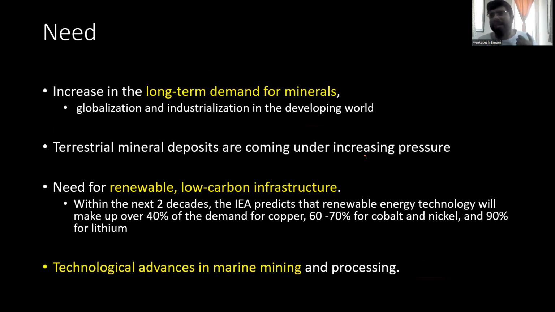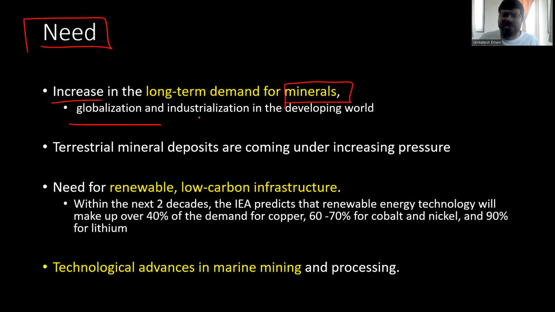Now, why is there a demand for deep sea mining? What is the need for it? First, obviously there is an increase in the long-term demand for minerals, with increasing globalization, industrialization, and urbanization across the world, especially the growing demand from the developing world. We all know it is the emerging markets which would be bringing more demand in the world.